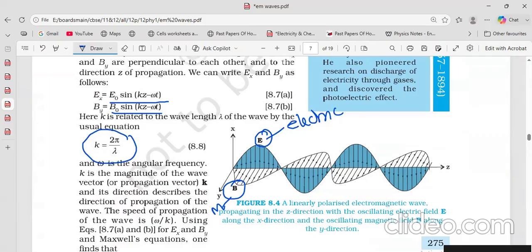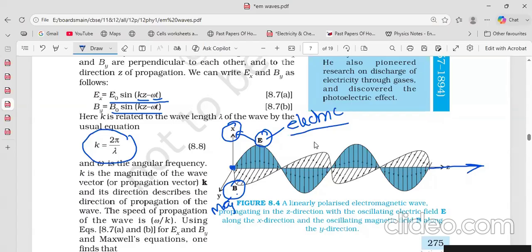What happens inside it? There's an electric field which is propagating, an oscillating electric field, and a magnetic field. Now, if you notice, E is in the X direction, B will be perpendicular to that, and it will be propagating in the Z direction. So they form a right hand rule. If you see, this is the same equation, kz minus omega t.